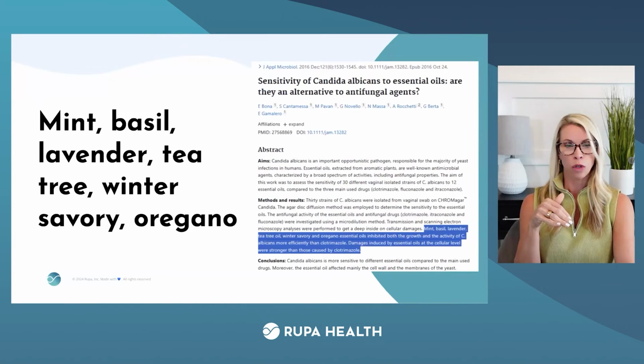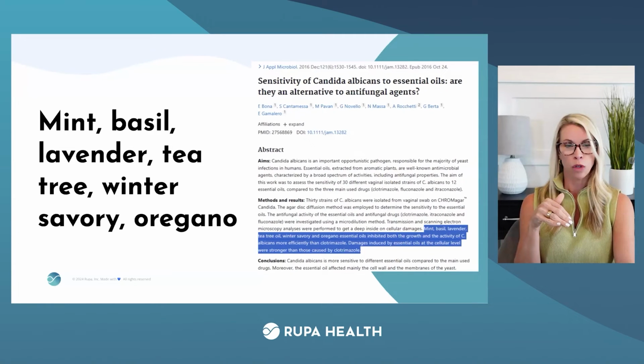And then essential oils. There are actually a lot of studies using essential oils, not only for candida, but for many of the pathogens that we look at targeting. But this particular study looked at mint, basil, lavender, tea tree, winter savory, and oregano. They compared the antifungal activity of some of the standard medications that we use. In this study, they specifically looked at clotrimazole, fluconazole, and itraconazole.